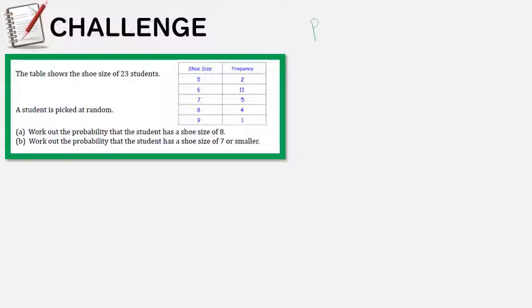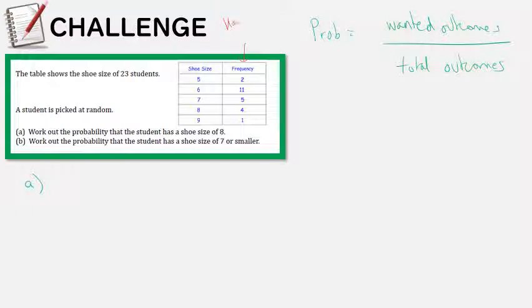So let's just remember the probability equals the number of wanted outcomes divided by the total number of outcomes. So I'm always going to need that formula when I work out the probability. Part A says work out the probability that the student has a shoe size of 8. So looking at the table, remember, frequency means how many. So 2 people had a shoe size of 5. 11 people had a shoe size of 6, and so on. So how many people had a shoe size of 8?